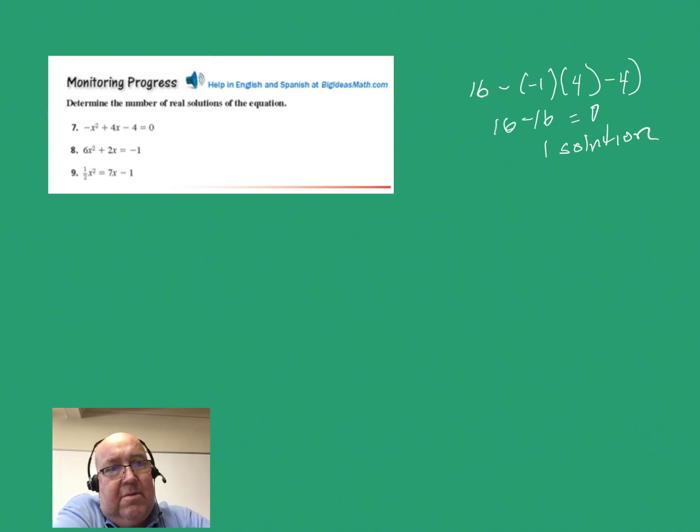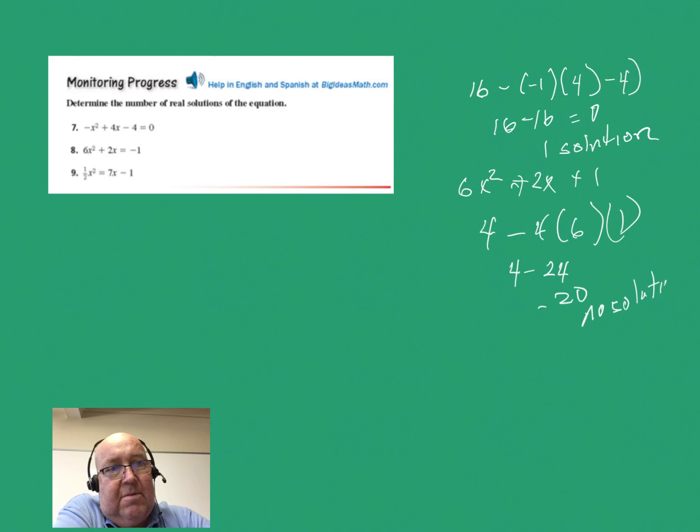Looking at the second one, I need to rewrite it real quick. 6x squared plus 2x plus 1. So we get 4, which is 2 squared, minus 4 times 6 times 1, which is 4 minus 24, negative 20. So there will be no real solutions. Later on, if you go up into higher math, you'll find out about imaginary numbers. Sounds like a lot of fun, doesn't it?